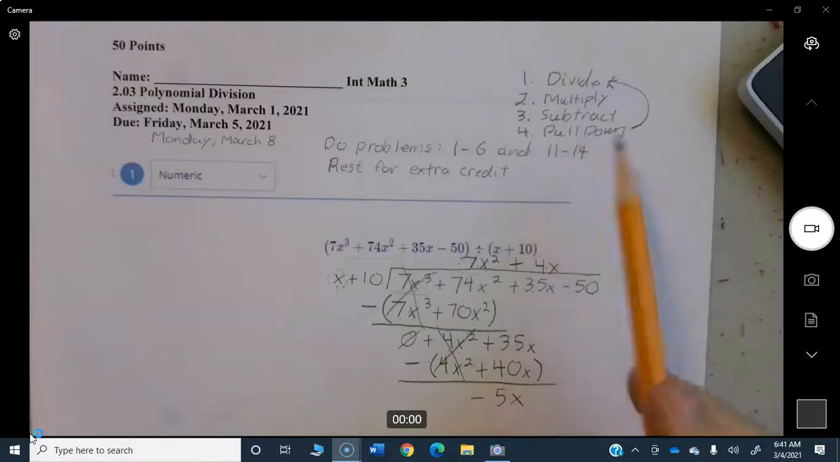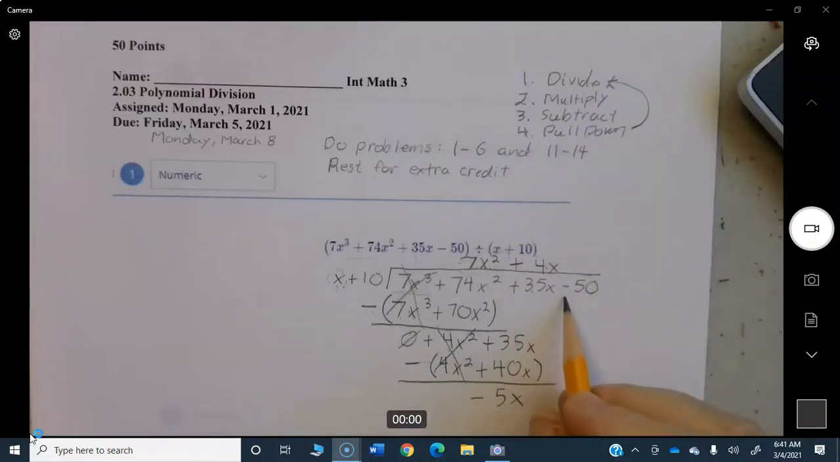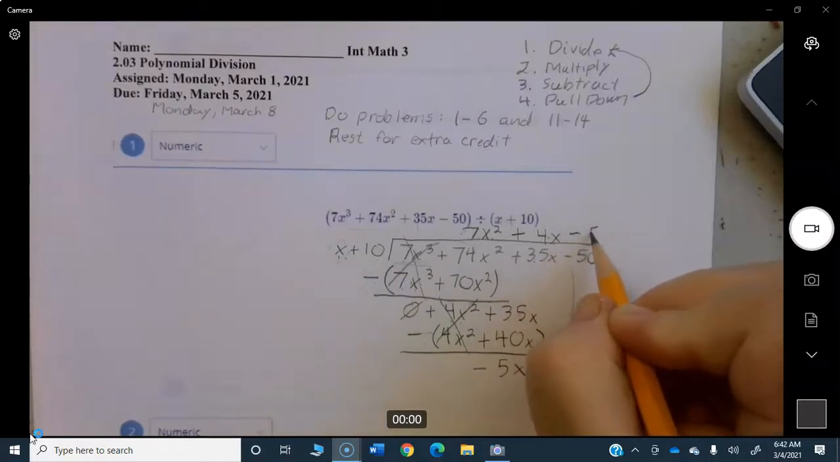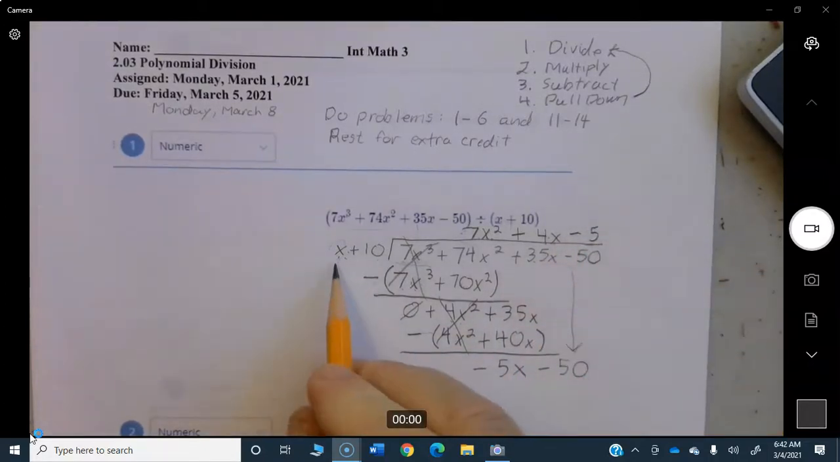Now we're back down to step 4 again. Pull down. So you're going to pull down the negative 50. And then you're going to go back to the divide step. X goes into negative 5x. Well, it goes in negative 5 times. Because negative 5 times x is negative 5x.